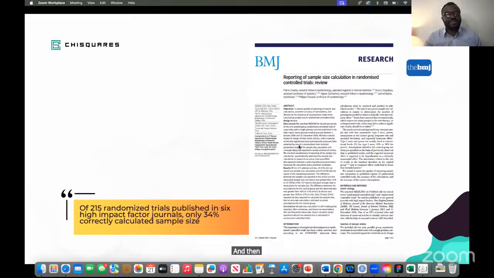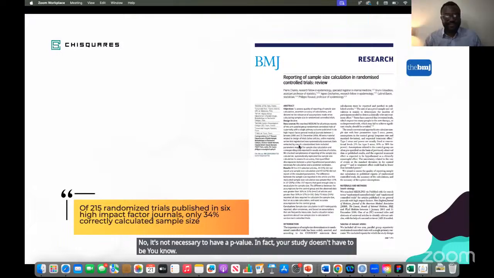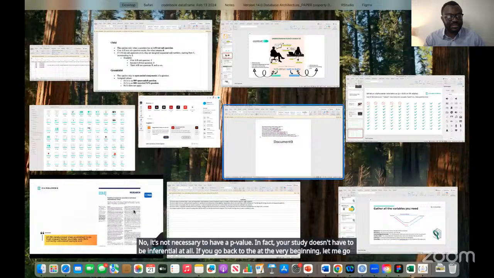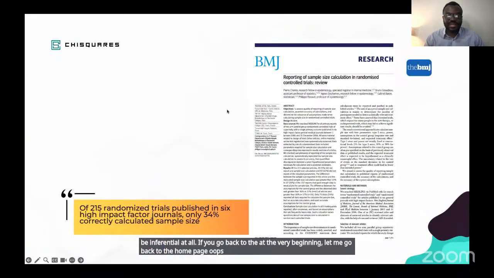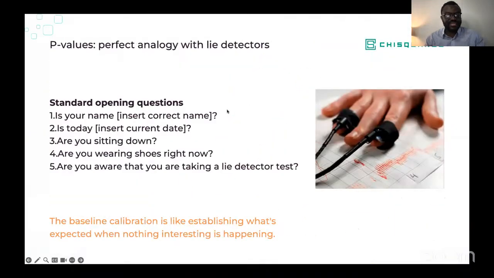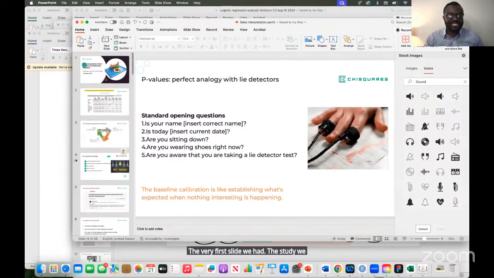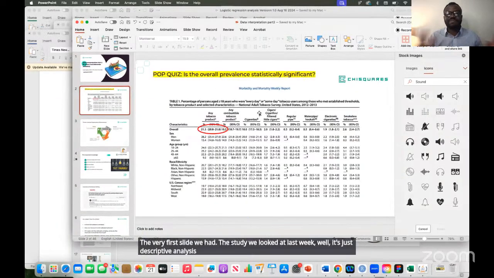Is it necessary to have a p-value for every research? No, it's not necessary to have a p-value. In fact, your study doesn't have to be inferential at all. If you go back to the very beginning, let me go back to the homepage. Remember the very first slide we had, the study we looked at last week? Well, it's just descriptive analysis, just looking at the prevalence of.